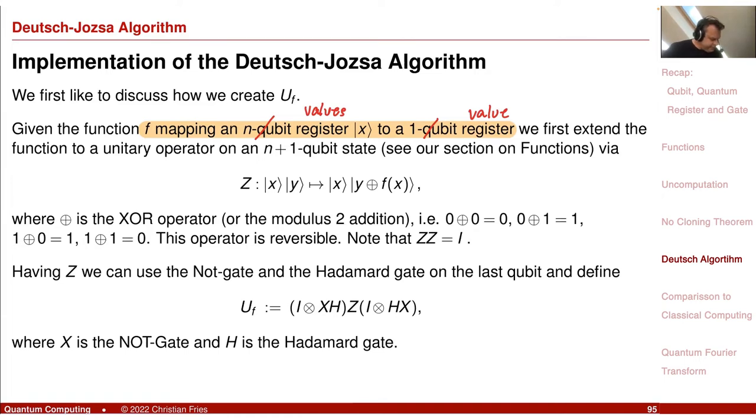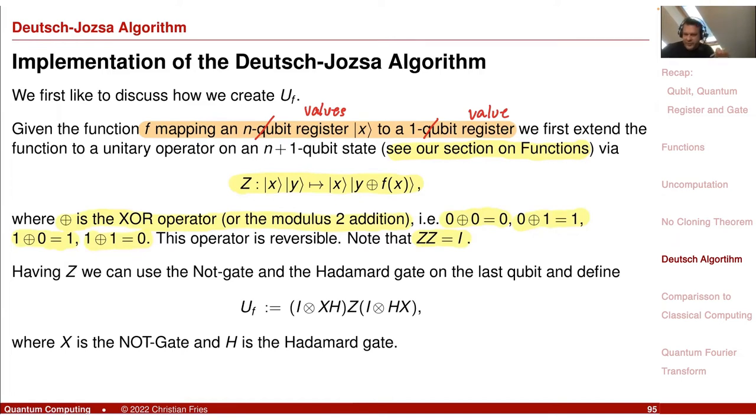See our section on functions, we define the unitary operator that maps ket x ket y to ket x carrying the input y plus f of x. And here the plus is this XOR operator or the modulus 2 addition. So 0 maps to 0, 0 to 1 maps to 1, 1 to 0 maps to 1. And note it is invertible. It's actually its own inverse, the identity.